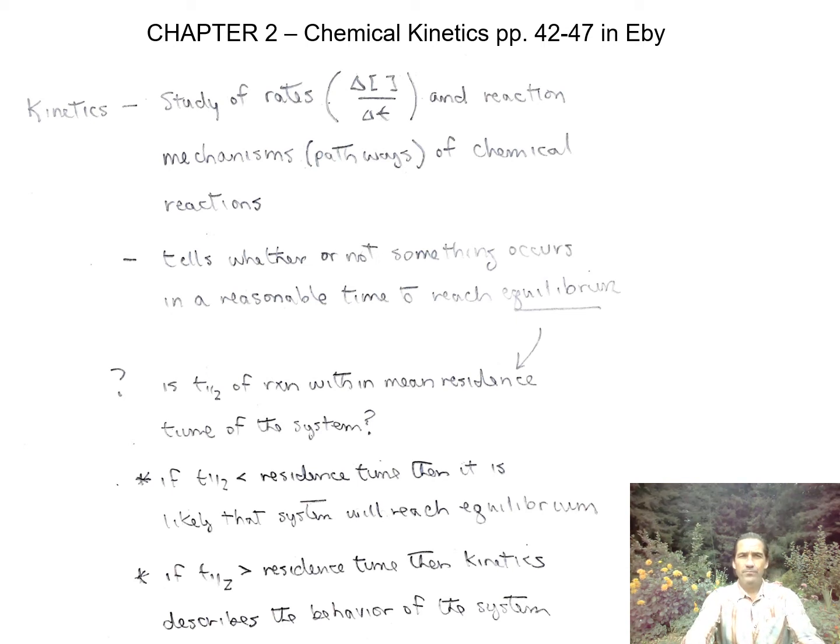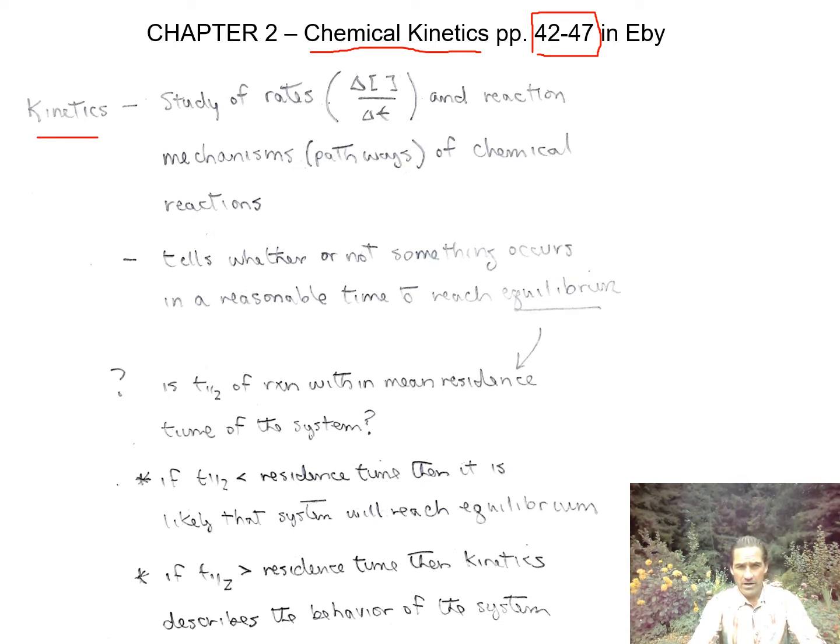Hello everyone. We are going to finish chapter 2 by looking at chemical kinetics. You can find information on this in your textbook on pages 42 through 47. So there are two aspects that we'll look at when studying kinetics.